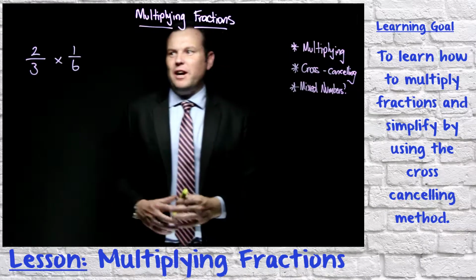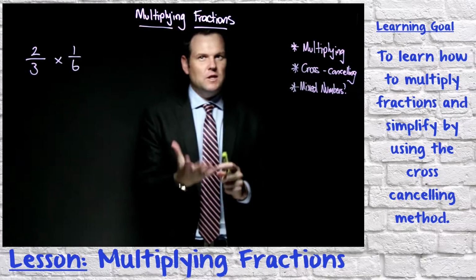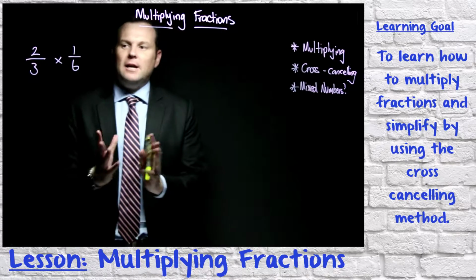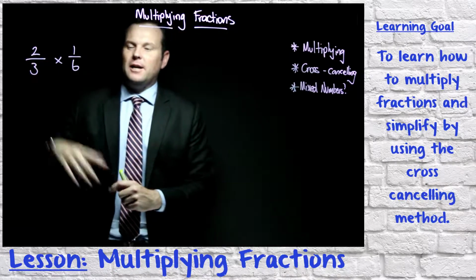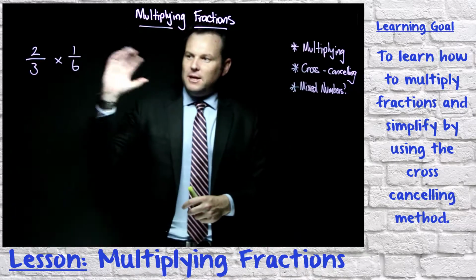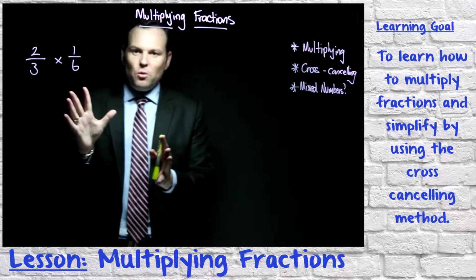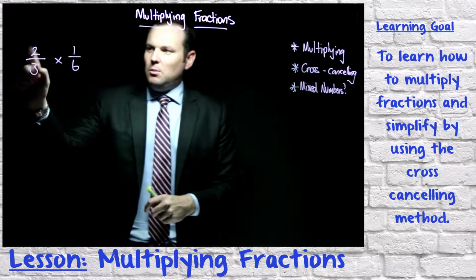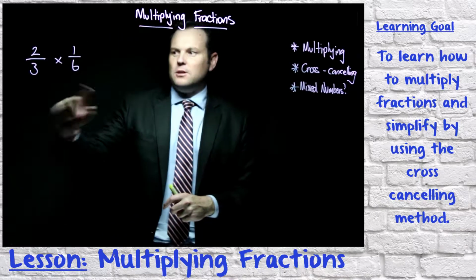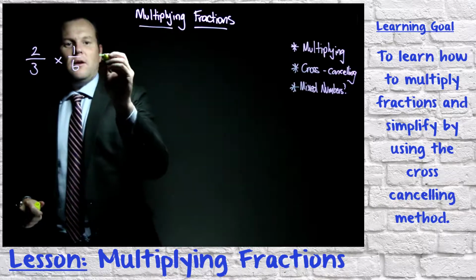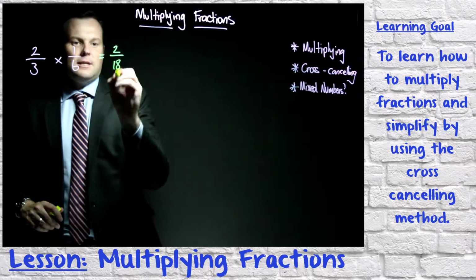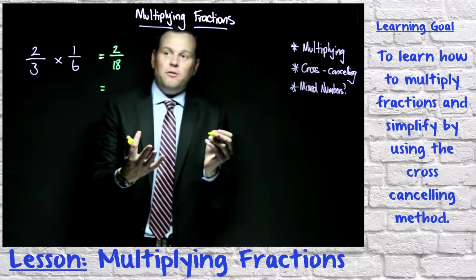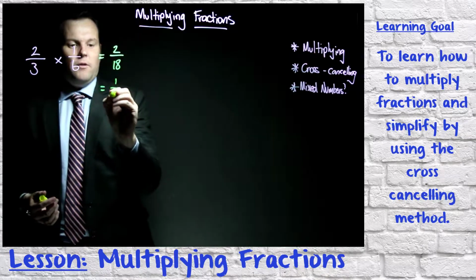Okay, multiplying fractions. Personally, I think multiplying fractions is heaps easier than adding and subtracting them. And the reason is that we don't have to change the denominators. We don't have to do anything with them. Basically, the only rule with multiplying fractions is that you multiply the tops by the tops and the bottoms by the bottoms. So in theory, 2 times 1 gives me 2, and then 3 times 6 gives me 18. And then I could simplify my fraction, and I end up with 1 over 9.